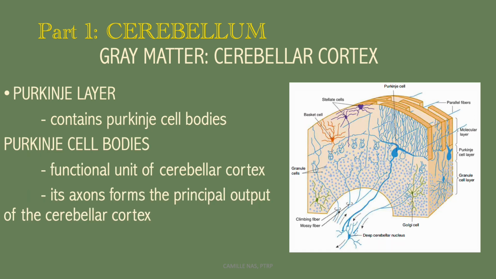After that, we have your Purkinje layer, which contains your Purkinje cell bodies, which is an important part of your cerebellar cortex because this is its functional unit. And why is that? Because its axons, which is this part, forms the principal output. Output meaning efferent signals of the cerebellar cortex. So this runs downwards through the granular cell layers to synapse with the deep cerebellar nucleus, which is embedded in the white matter. So this, your Purkinje cell will now inhibit your deep cerebellar nuclei.